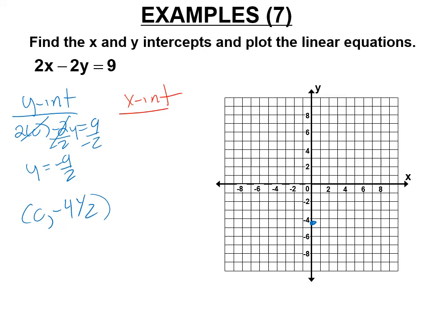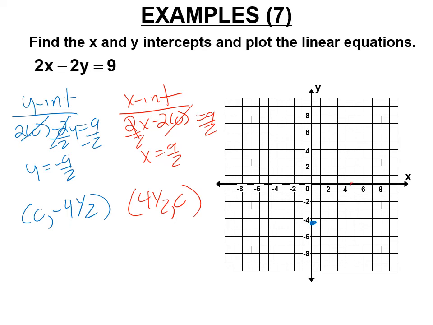X-intercept. Make the y equal to 0. Divide by 2. X equals +9/2, so that is 4.5, 0, which is halfway between 4 and 5. Even with fractions, the intercepts end up being the easiest to deal with. And there's the one and only line that goes through them.